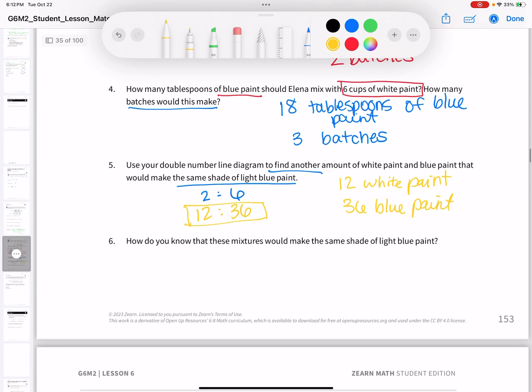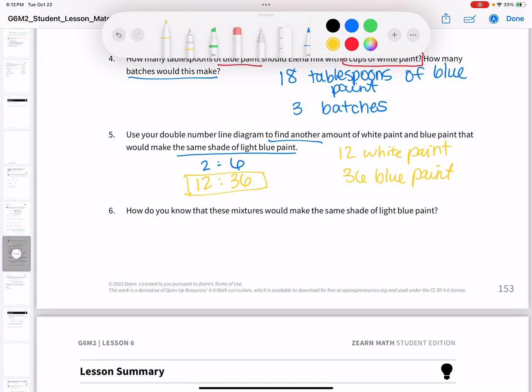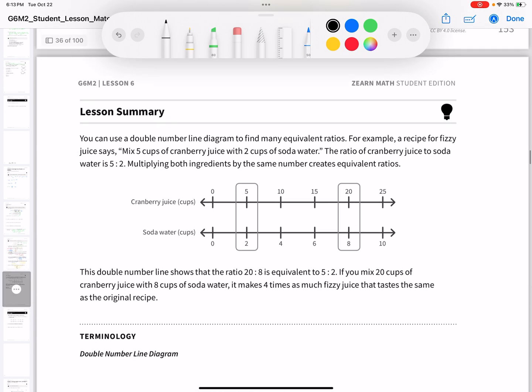6 says, how do you know that these mixtures would make the same shade of light blue? Because they're equivalent ratios. And how do I know that they're equivalent ratios? Because when I multiply 2 times 6 and 6 times 6, I get 12 and 36. So I know that 2 to 6 and 12 to 36 are equivalent ratios because they go up by the same factor. I've multiplied both of the numbers in the ratio by the same number. In this case, 6. That is our lesson. Please go through your lesson summary.